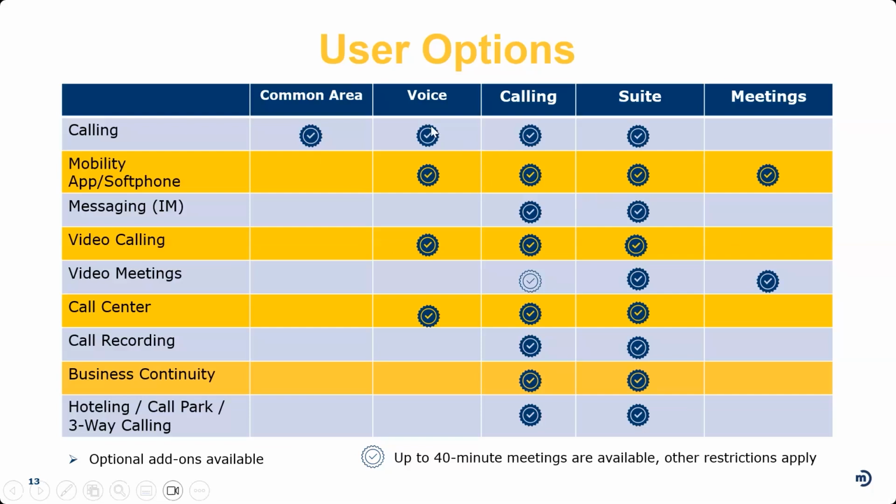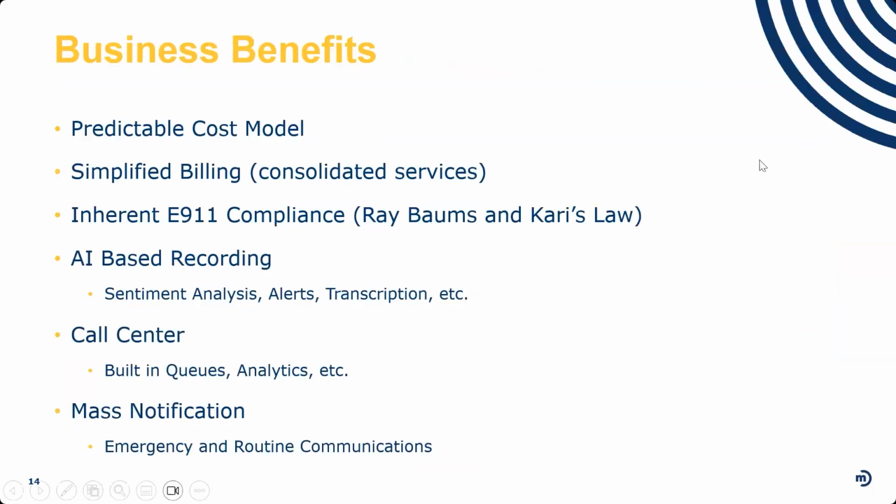And then we also, what was I going to mention? I'm sorry, I lost my train of thought there, but that's kind of the big thing on the user options or calling packages. So, business benefits. So moving to one of the as-a-service or the unified collaboration solutions, there are some inherent things that happen, or business benefits essentially.